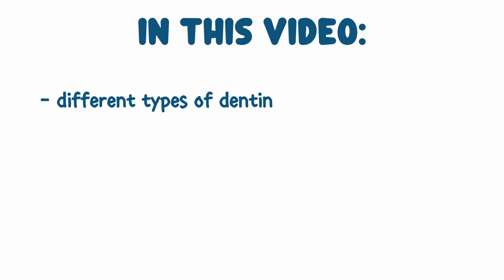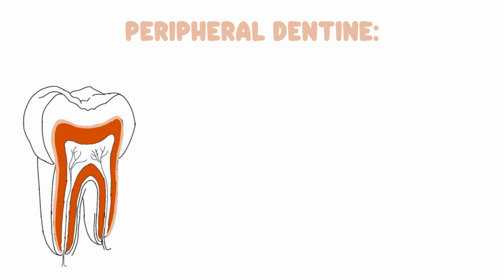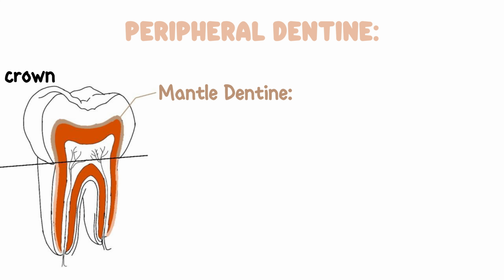In today's video, we'll explore the different types of dentin and their critical functions in tooth structure and protection. Let's start with the outer layer of dentin, called peripheral dentin. This type is also divided based on its location in the tooth. At the crown of the tooth, we have the mantle dentin.